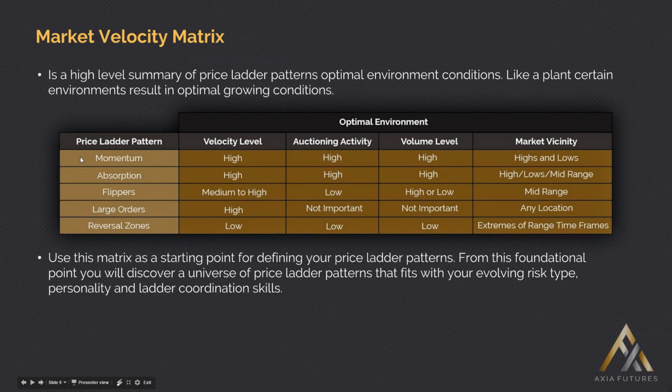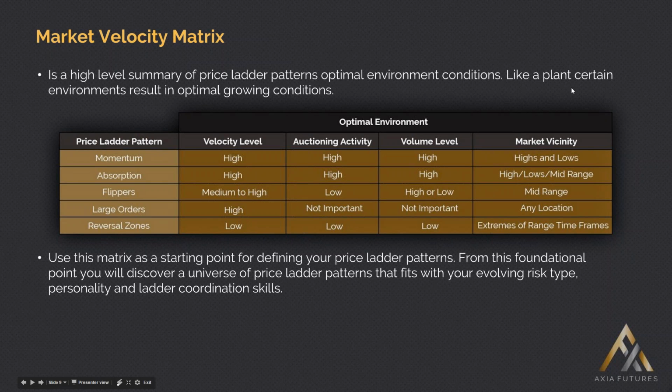And what I like to see, as one example, we'll just look at here on the price ladder. For momentum plays, I like to see high velocity, high auction activity, high volume, and the market vicinity needs to be near the highs or the lows. For absorption, to see the absorption really clearly, I also want high auction activity and high volume. Market vicinity is not important. This is really the optimal environment for the price ladder pattern. It's just a high level summary of price ladder patterns and optimal environment conditions.